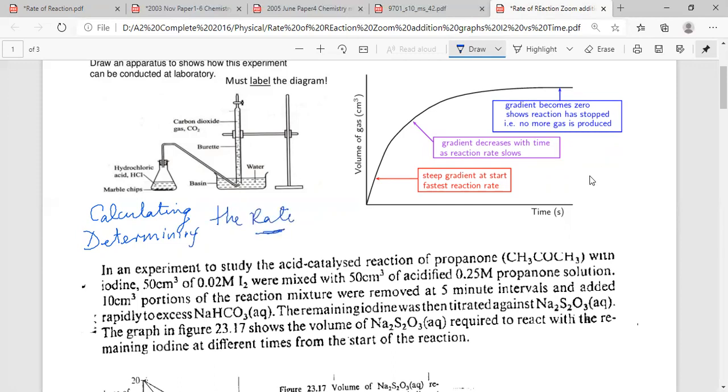Okay, the rate. That means you can see the volume of gas, carbon dioxide, over here. You time it, then you take the measurement of your carbon dioxide after every 30 seconds, 30 seconds and 60 seconds and then so forth. So you can see that it rises very fast and then goes down here, okay?